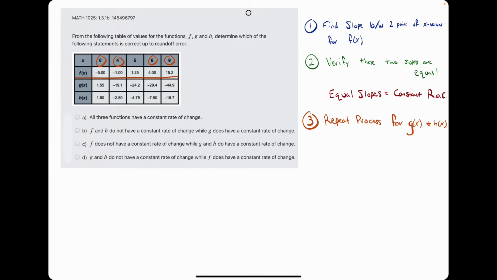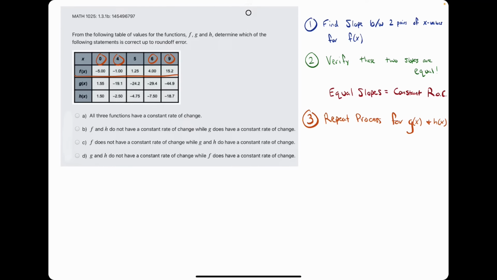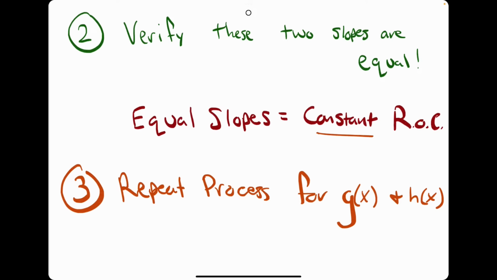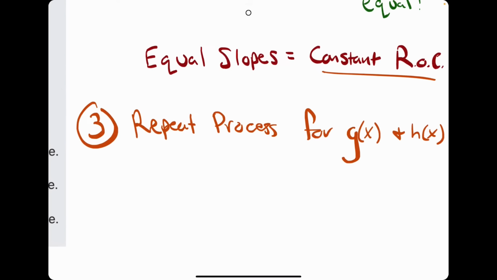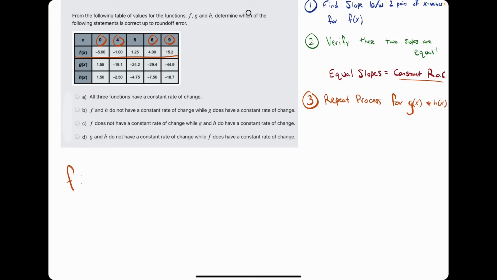And so we're going to find the slope between two pairs of values for f. We're going to verify that those two slopes are equal to one another. If they are equal, that means we will have a constant rate of change for that function. And then we'll just repeat the process for functions g and h. So let's not waste any time for function f.